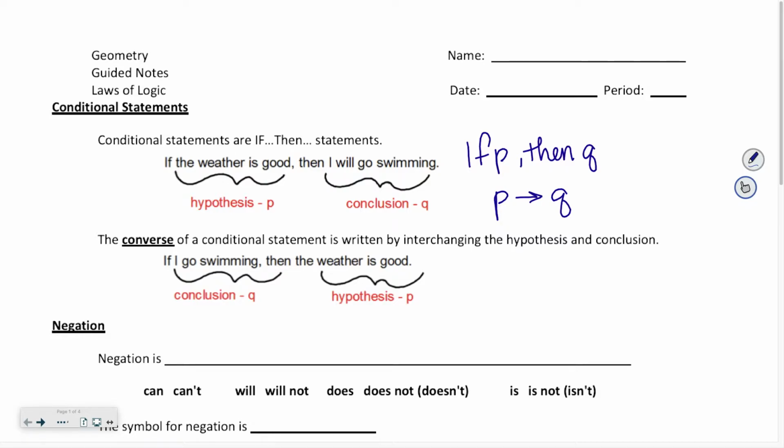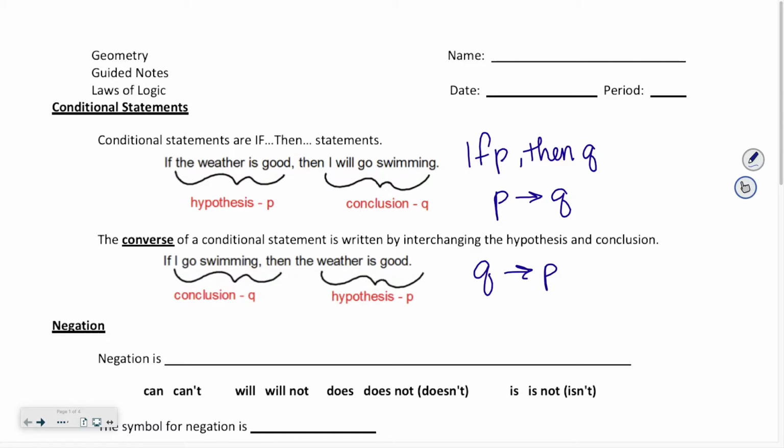The converse of a conditional statement is written by interchanging the hypothesis and the conclusion. So in a few minutes, I'm going to say I want you to write the converse of this statement. You're going to take the statement and you're going to switch it around. So instead of being if P, then Q, it's going to be if Q, then P. If I go swimming, then the weather is good.